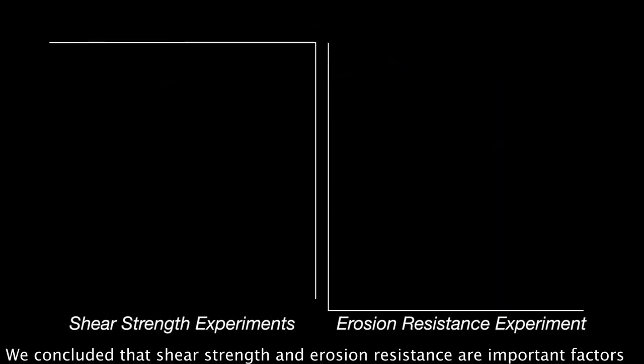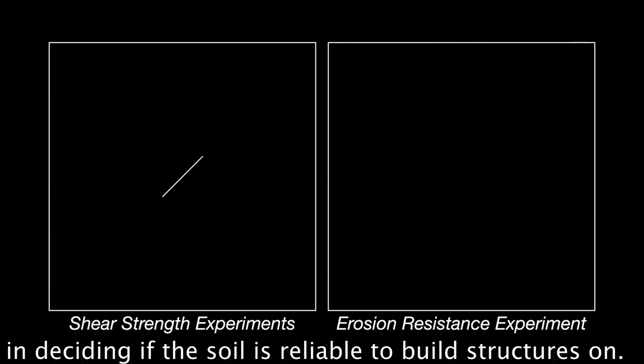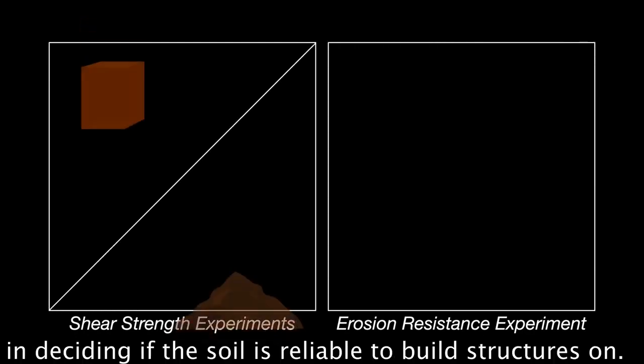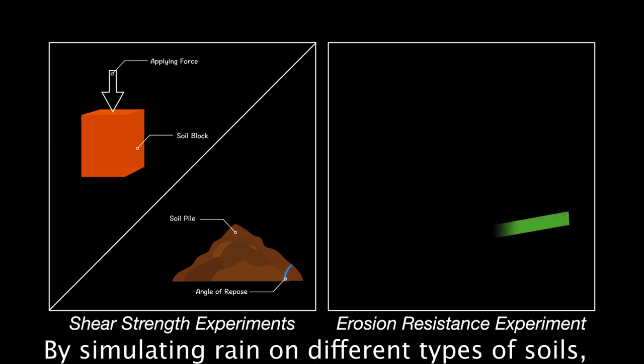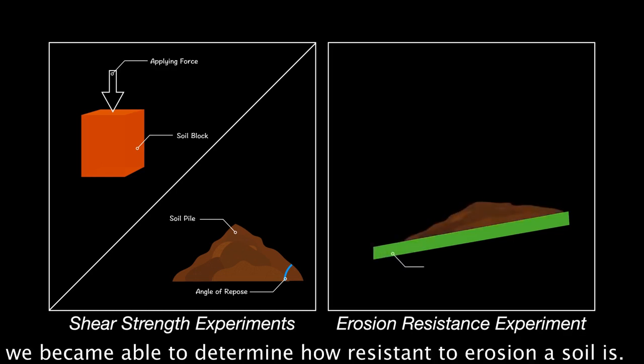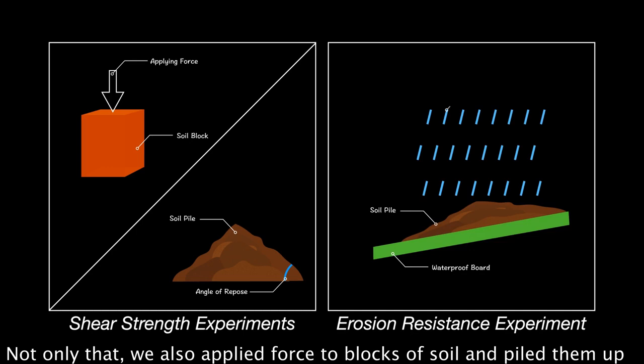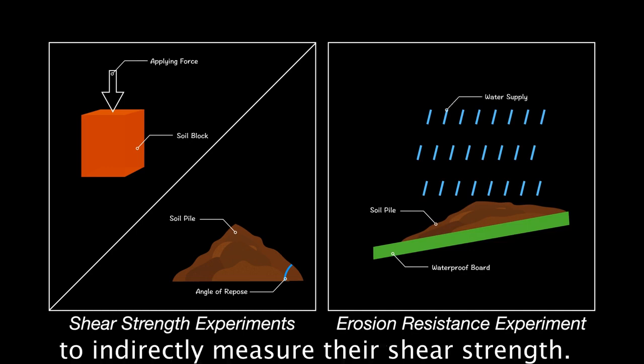We concluded that shear strength and erosion resistance are important factors in deciding if soil is reliable to build structures on. We formulated 3 experiments to prove our reasoning. By simulating rain on different types of soil, we became able to determine how resistant to erosion a soil is. Not only that, we also applied force to blocks of soil and pulled them out indirectly to measure their shear strength.